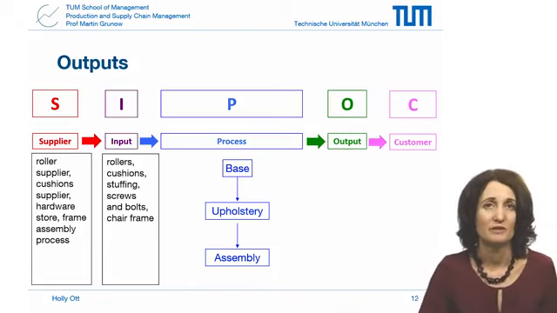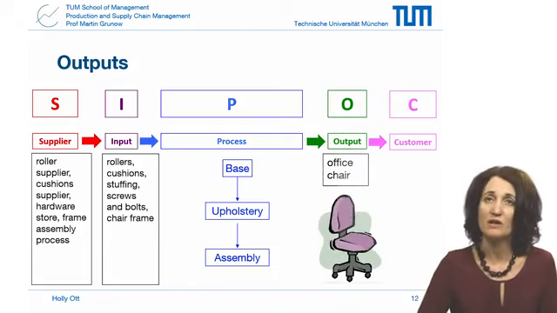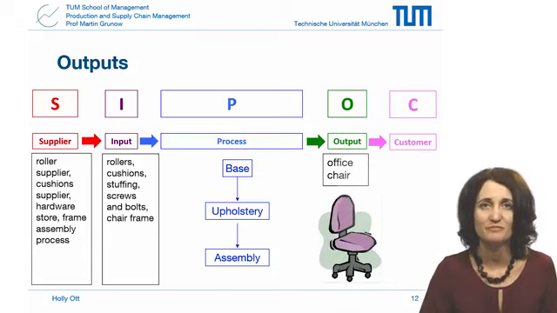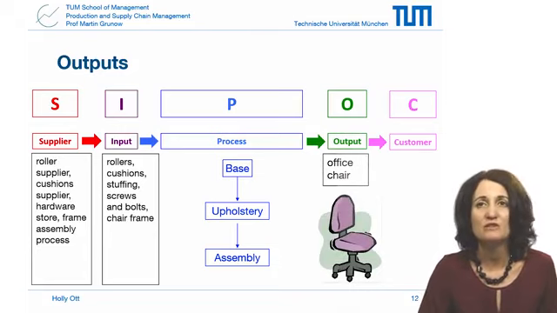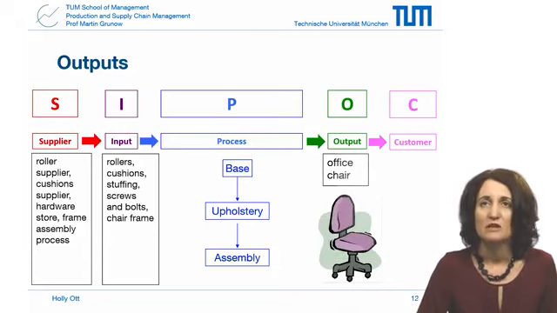Now we go to the outputs. So here, of course, what we have is our office chair. We've assembled our chair. This is then the physical or non-physical achievement or result of the process.